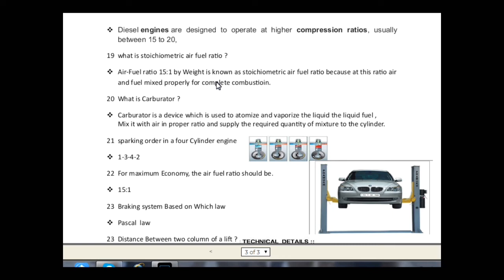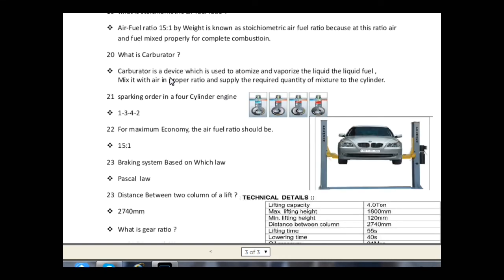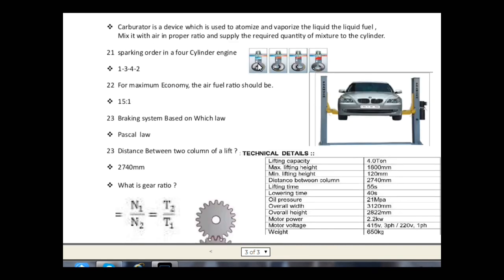What is a carburetor? A carburetor is a device which is used to atomize and vaporize the liquid fuel, and its other function is to mix the air and fuel properly and transfer it to the cylinder as per requirement, depending upon the condition of the load.